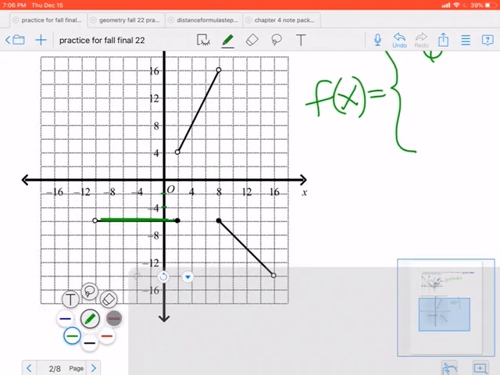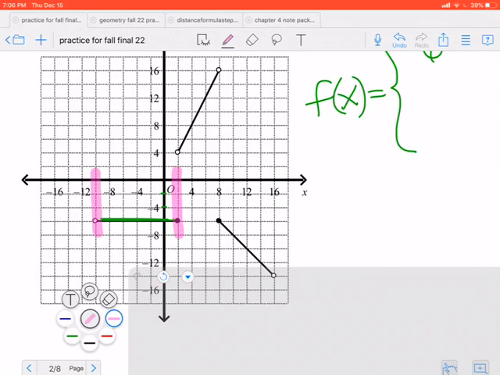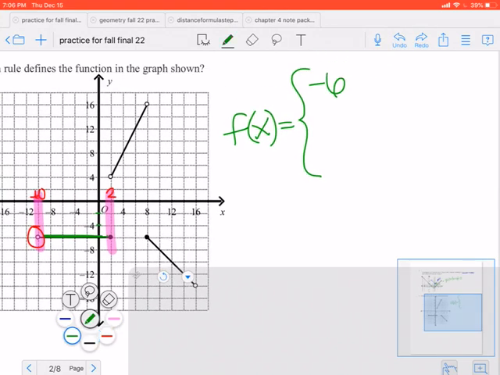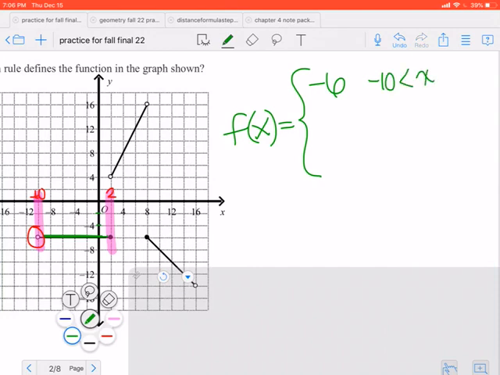And now its domain. That's the x values. It is going from -10 to +2. Open circle on the -10, closed circle on the 2. So our domain, -10 is less than x, is less than or equal to 2. It's that closed circle on the 2 and not on the -10.